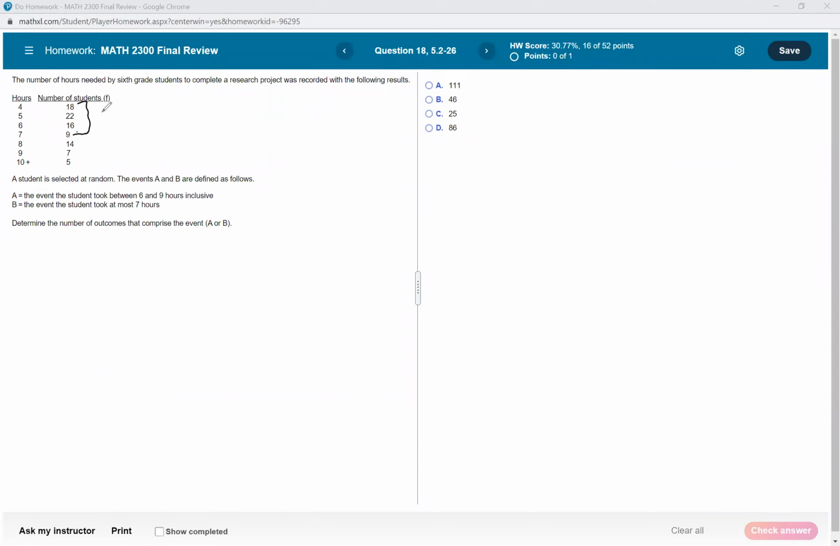And for A, so this is our B, and for A, 6 to 9, and 6 and 9 are inclusive, so that means 6 to 9, here to here. This is our A. So now we need to determine the number of outcomes that comprise the event A or B, either A or B. So that means here to here, right?